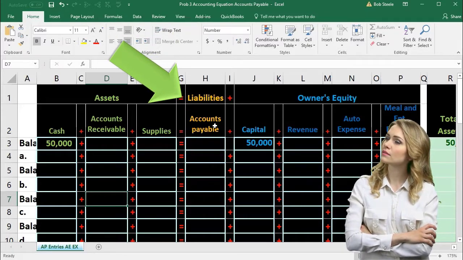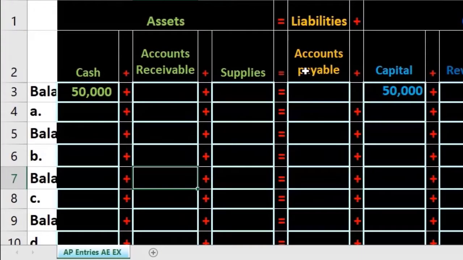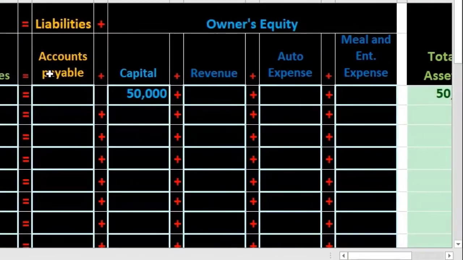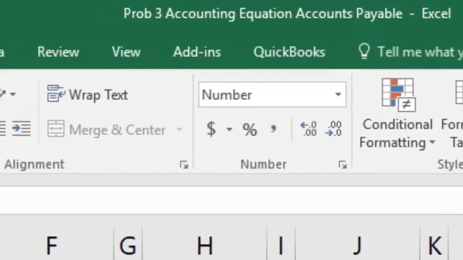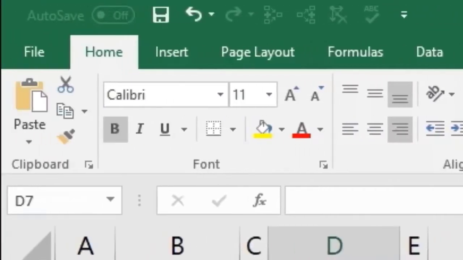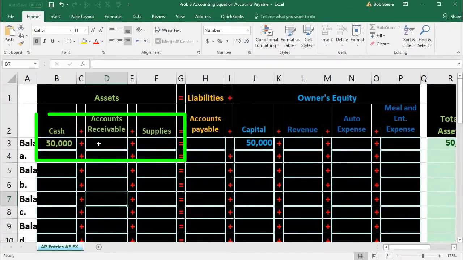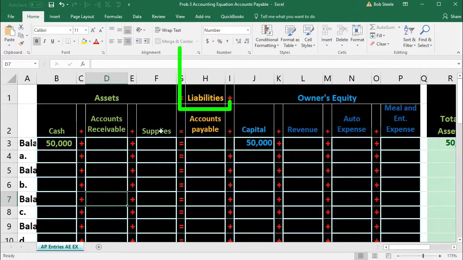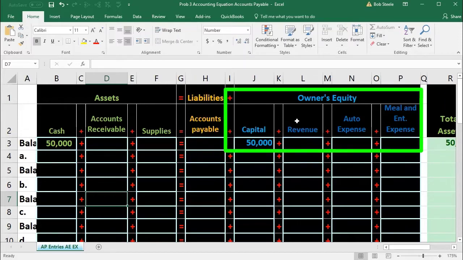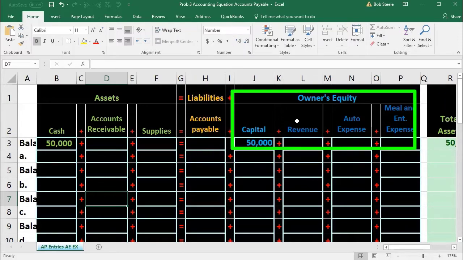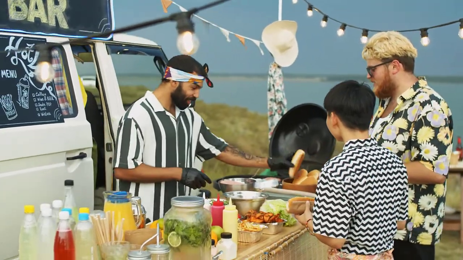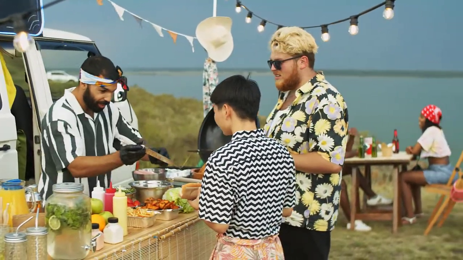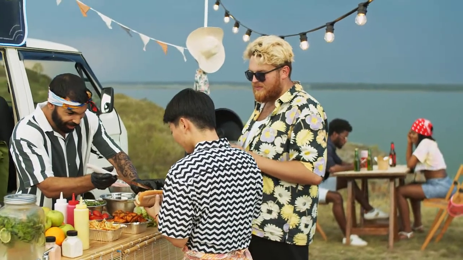Remember that we will be recording these transactions related to the accounting equation, and we need to know which accounts belong to which category of the accounting equation. Assets include cash, accounts receivable, and supplies. Liabilities will include accounts payable, and the equity section, in this case owner's equity because we're talking about a sole proprietor, is capital and the entire income statement of revenue and expenses.